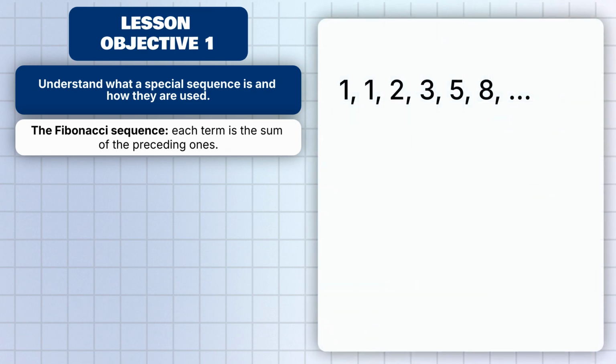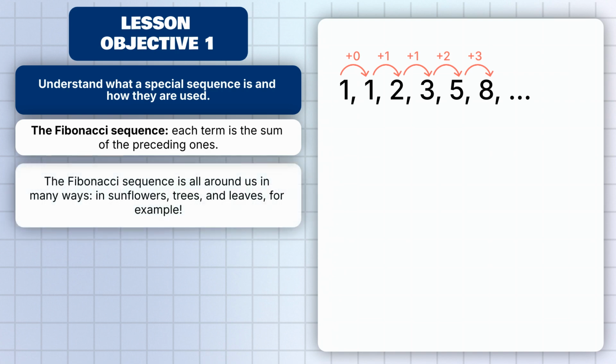The first term is 1. The second term is 1 plus 0, which equals 1. The third term is 1 plus 1, which equals 2. The fourth term is 1 plus 2, which equals 3. The fifth term is 2 plus 3, which equals 5. The sixth term is 3 plus 5, which equals 8. And it continues like this. If you have some paper, try continuing this sequence yourself.